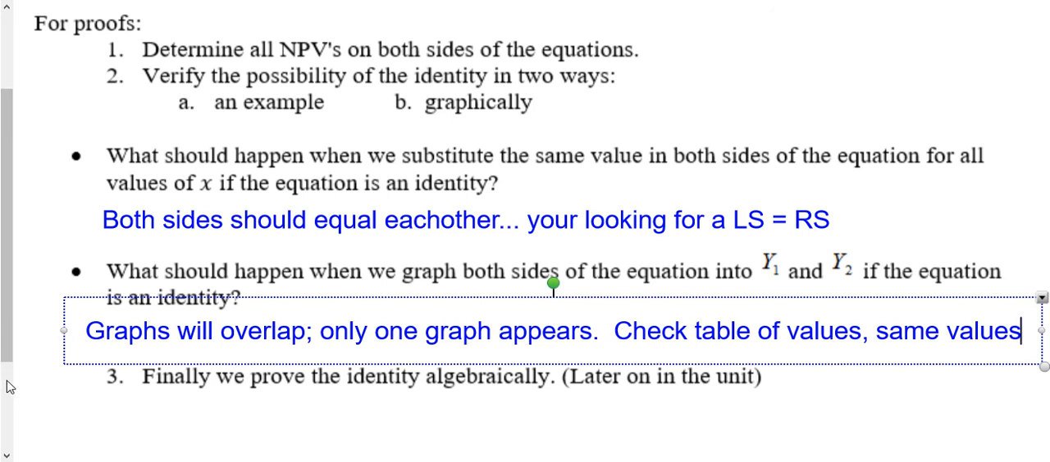Finally, number 3, we prove identities algebraically. We'll do that later on, but for now we're mostly just working with verifying using an example and graphing.